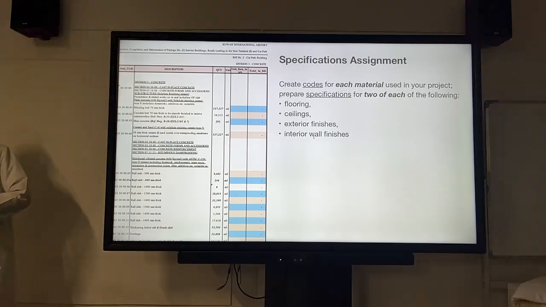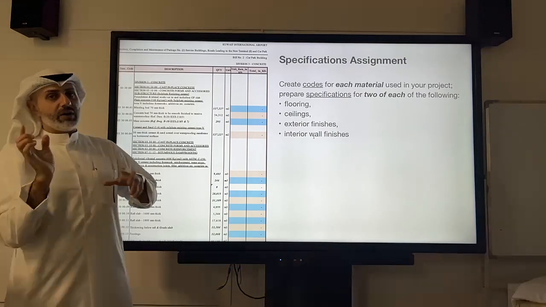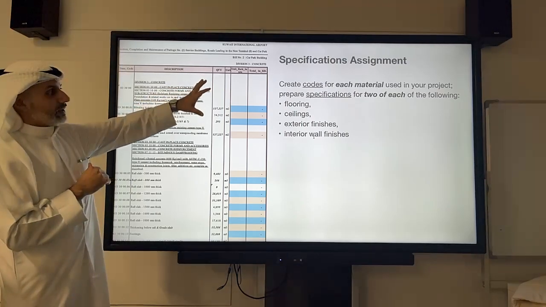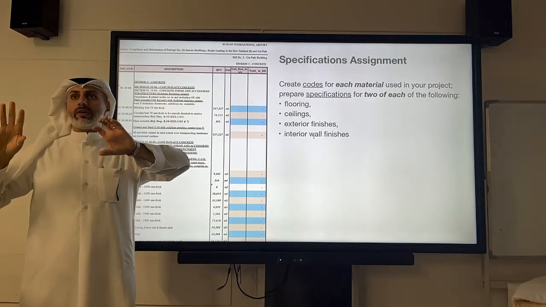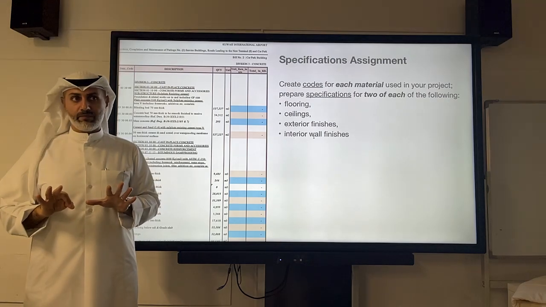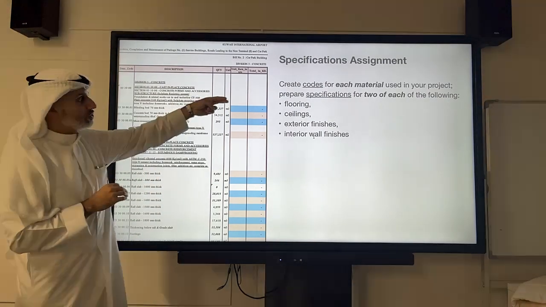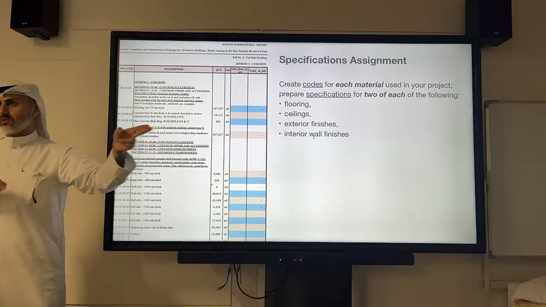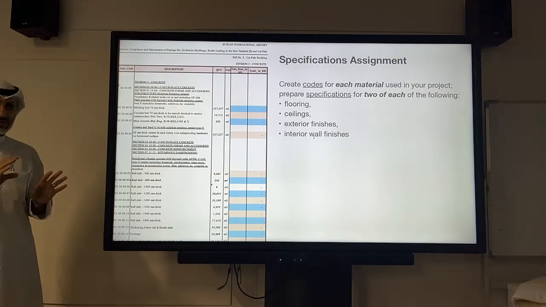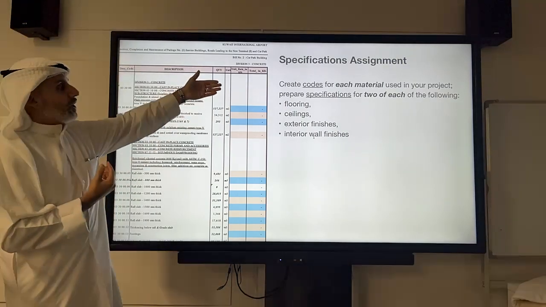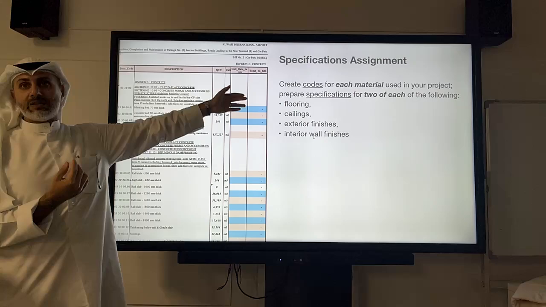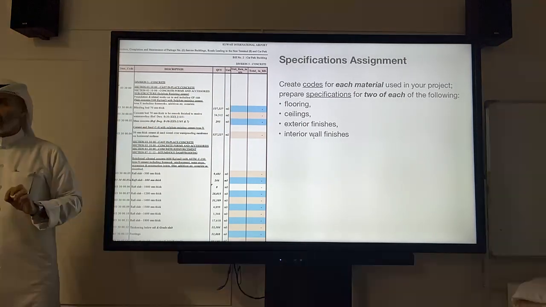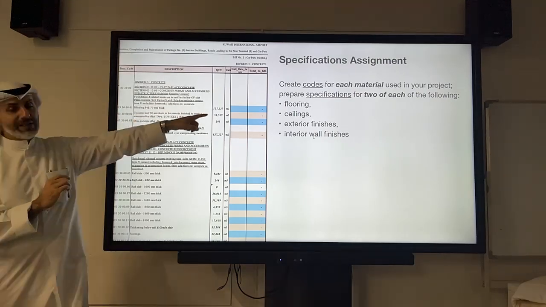So for your specifications assignment, it has a few parts, so focus with me a bit so you don't get confused. The most basic thing that you need to do is create 8 specifications. Okay, so 8 specifications, 2 for flooring, 2 for ceilings, 2 for exterior finishes, 2 for interior wall finishes. That's the most basic thing you need to do with the assignment, but there's more to it. We have more materials in these categories than the ones I'm requiring you to write detailed specifications for. They're not that detailed, just 2-3 lines.